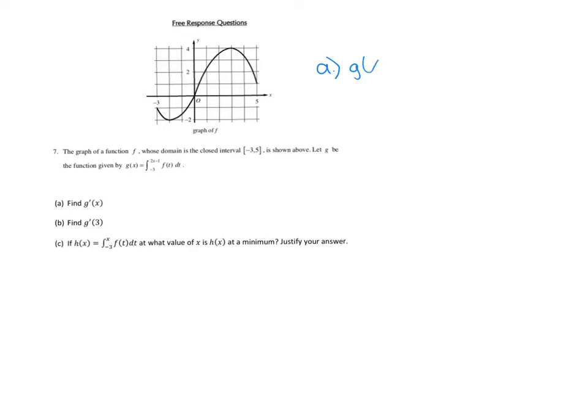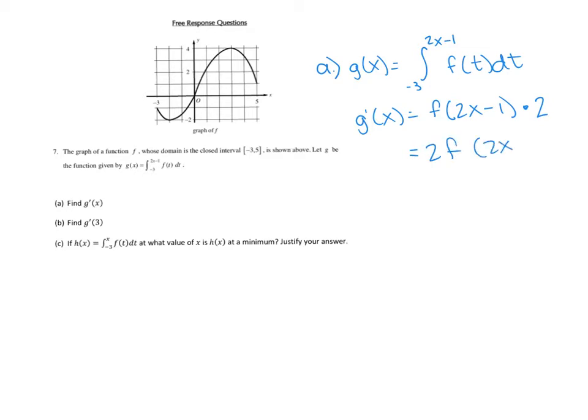So we know that g is the integral from -3 to 2x minus 1 of f of t dt. And this is just like the other problems we've done from the packet. To take the derivative of the integral, I need to do f of 2x minus 1 times the derivative of 2x minus 1, which is 2. I'll just write that 2 times f of 2x minus 1. And that's it for part A. If we don't have an equation for f, that's as far as we can go for that.